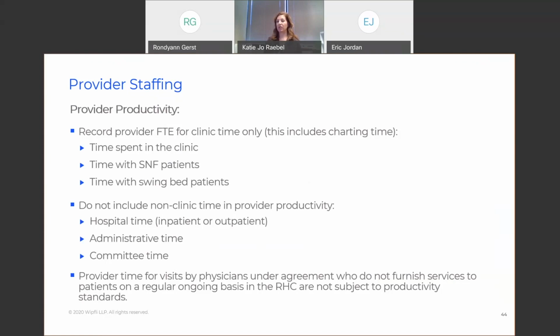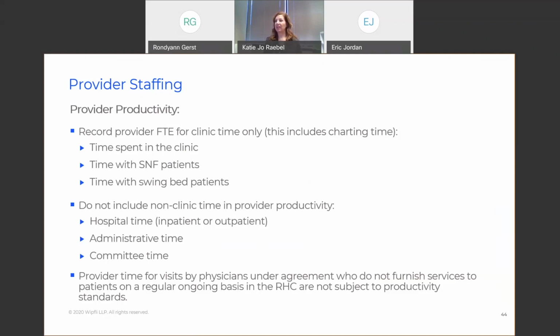But just like we looked at billing for lab and radiology, where those are paid under fee schedule, we want to be looking at FTEs the same way. When we don't bill for items under the RHC cost per visit, we want to make sure that we're excluding the time related to those non-RHC services, like hospital time. You may have providers that are performing ER rounds, or doing hospital surgeries. We want to exclude that time in our FTE. We want to exclude administrative time or committee time or medical directorship.